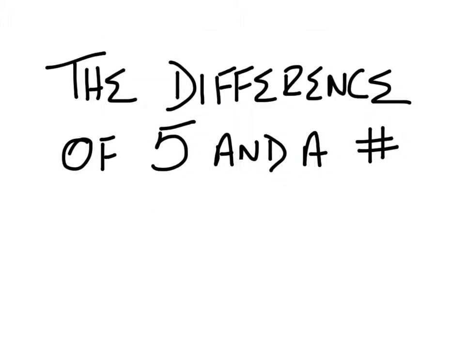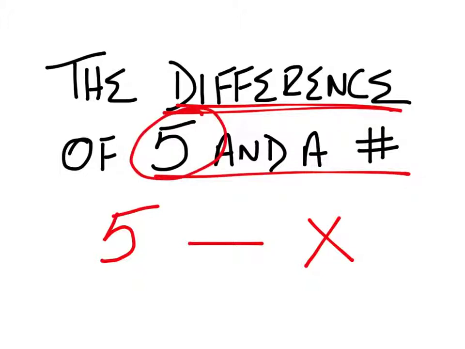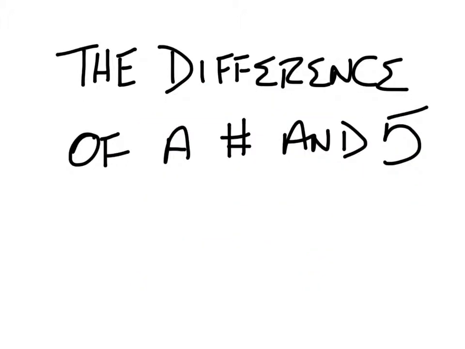All right, the difference of 5 and a number. Difference represents what operation? Subtraction. So there's the minus sign. What do I write first? 5. And then what do we let represent a number? X. So keep this in mind. Anytime you have the difference of two things, whatever's written first goes first. And then a variable, we'll just call it X. So 5 minus X. The difference of a number and 5 should be what? X minus 5 is right.